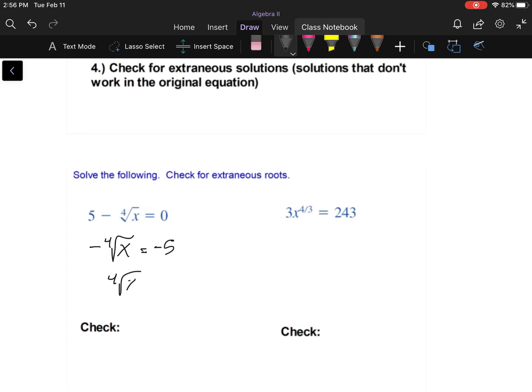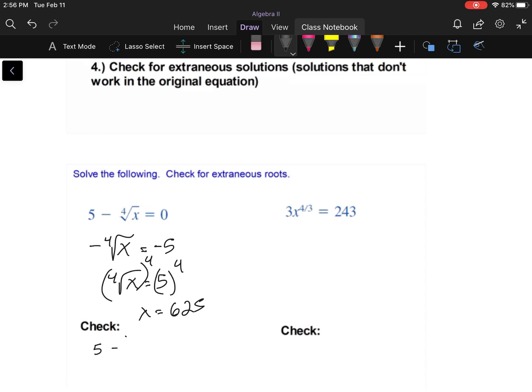Divided by -1. Now the inverse of that would be the fourth root. So fourth root, and that gave me x is equal to 625. To check, 5 minus the fourth root of 625. So 5 minus 5 gets me 0, just like I got up here. So that's my answer.